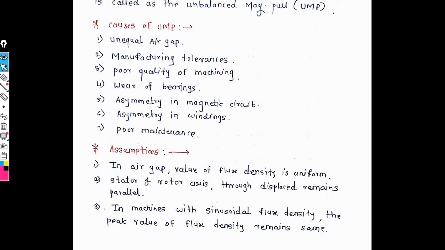Then we need assumptions. In unbalanced magnetic pull condition, the air gap and the value of the flux density are uniform. That means the length of air gap and flux density are the same. Then also in the stator and rotor, the displacement is parallel. That means the stator is always parallel to the rotor, and a small amount of air gap is present.